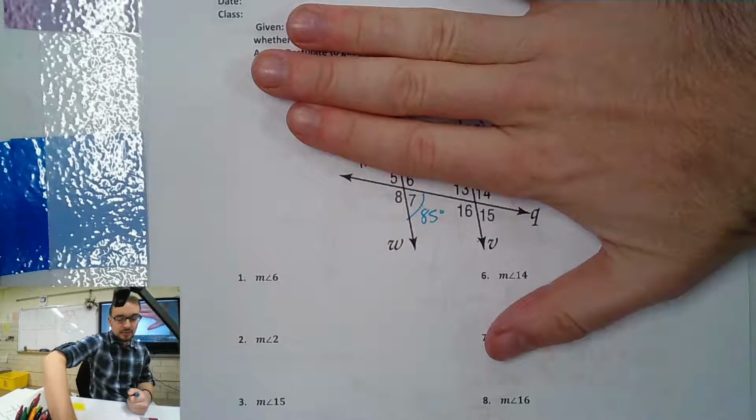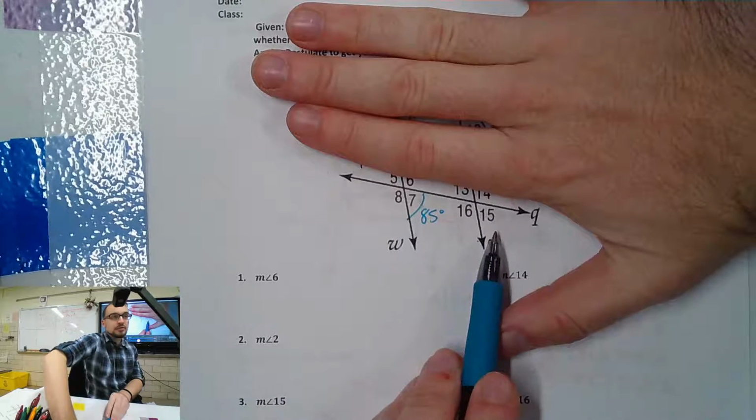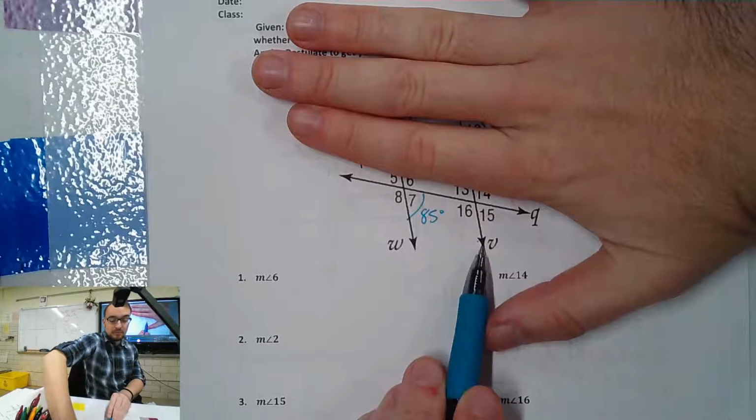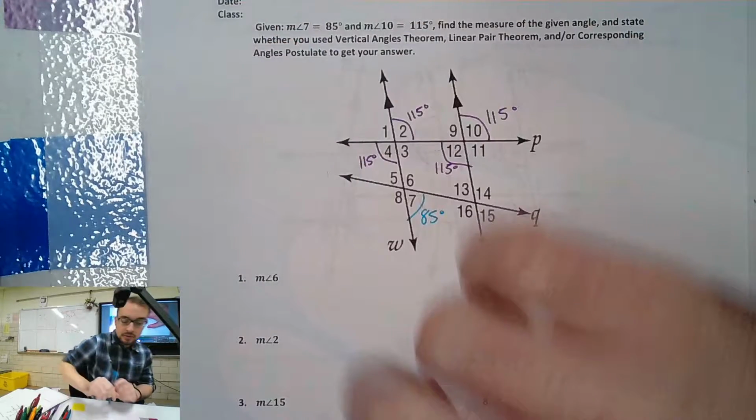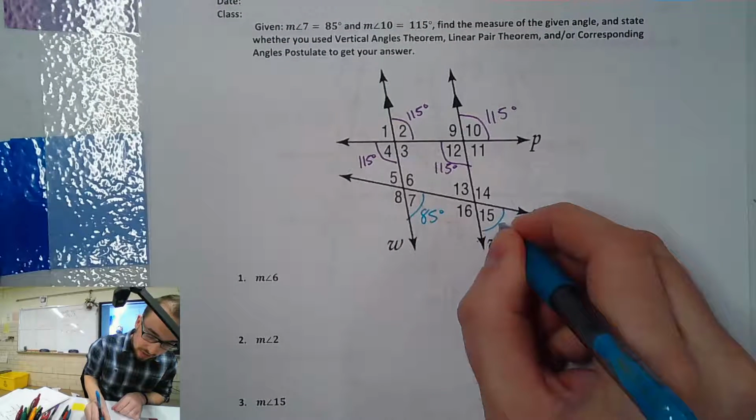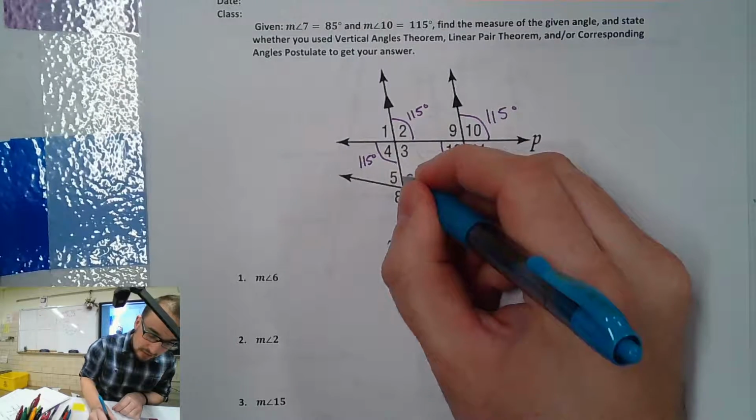Let's look at angle 7. Is angle 7 congruent to 15 by CAP? It looks like it is, because we have two parallels. W and V are parallel, right? And we have a single transversal, right? So that is also going to be 85 by CAP. We get these by vertical.